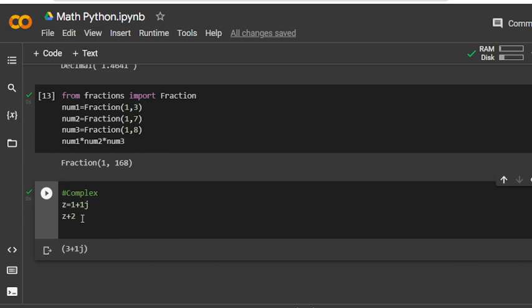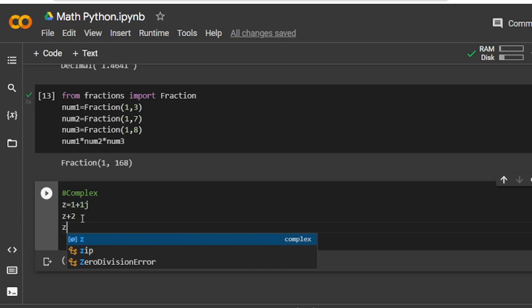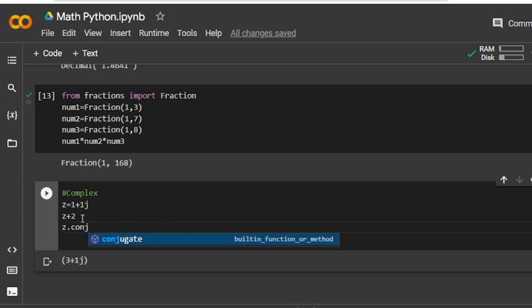Similarly, we can write z.conjugate. If I write z dot conjugate with the parentheses, we can get a negative value. This is the conjugate of the imaginary part. So we can do it this way. This is a special complex number where the mathematical functions we can provide here.